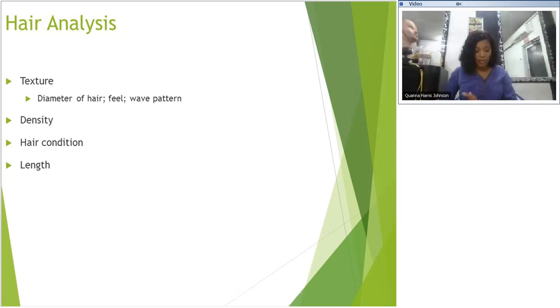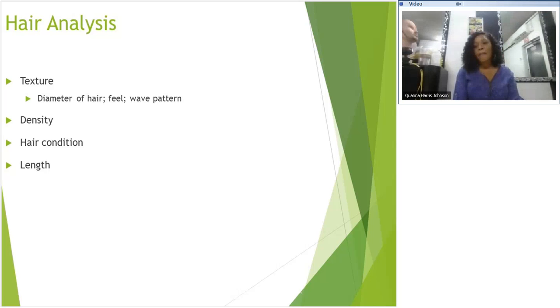Then we have the hair condition. Is the hair in good condition? Is the hair dry? Is the hair greasy? Is the hair brittle? Is it damaged? So this will be considered the hair condition. I'll be turning off my video at this moment, and we will continue. You'll be hearing my voice.